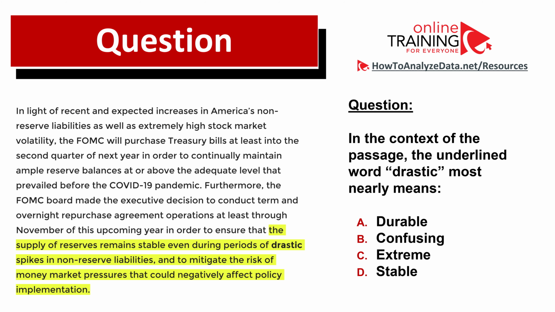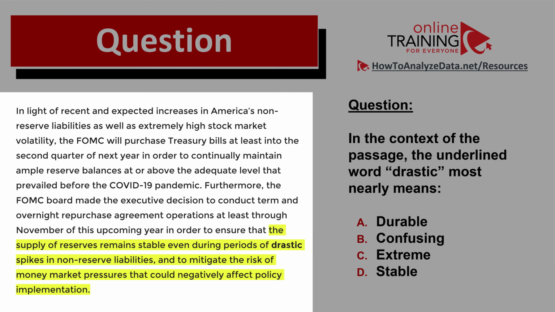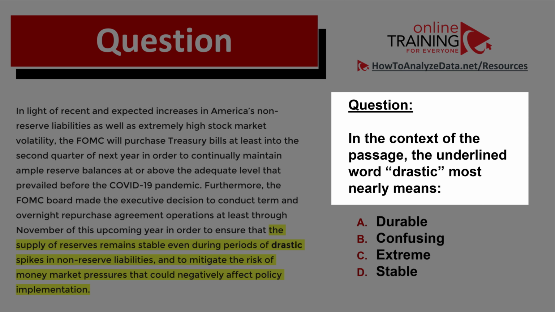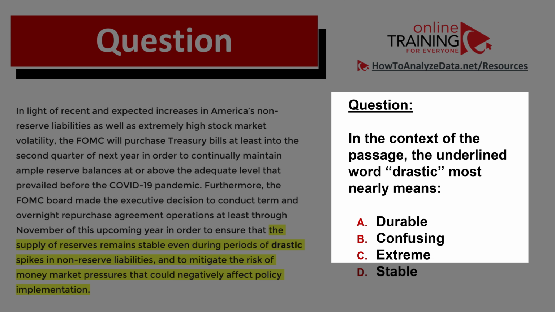And now here's the question for you to try. Please pause this video and read the passage on the left. After you read the passage, here's the question. In the context of the passage, the underlined word drastic most nearly means, and you have 4 different choices. Choice A, durable. Choice B, confusing. Choice C, extreme. Or choice D, stable.